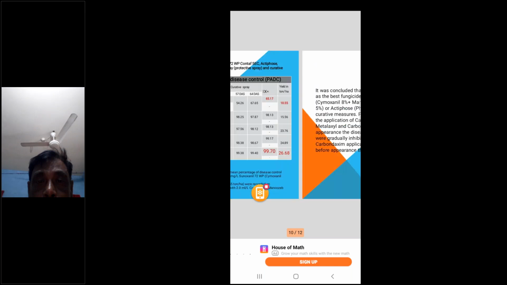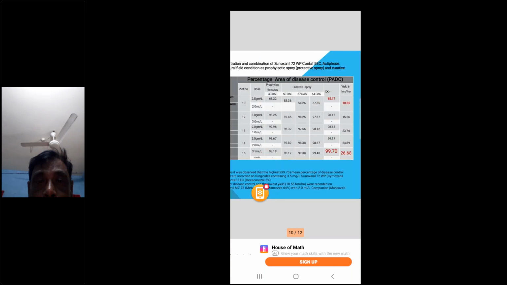Here the leaf blight disease is controlled in 99.70%. On the other hand, the yield is 24.48 tons per hectare. This is the optimum yield.